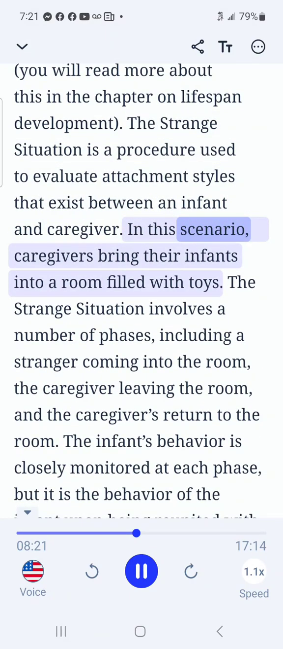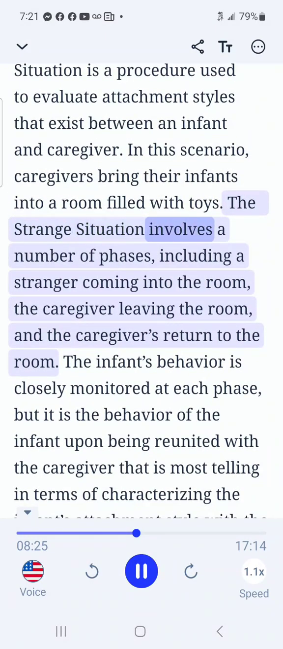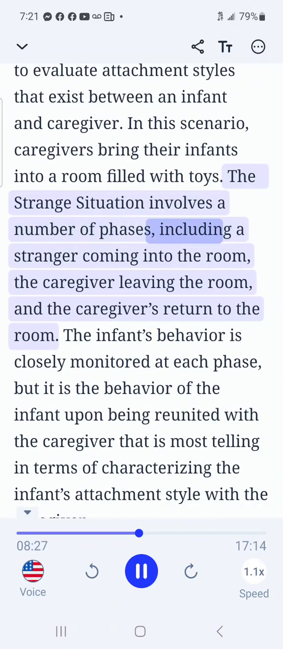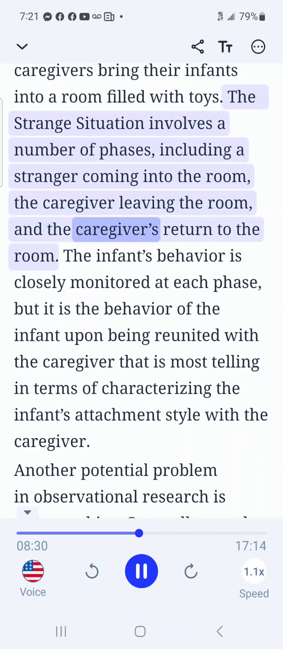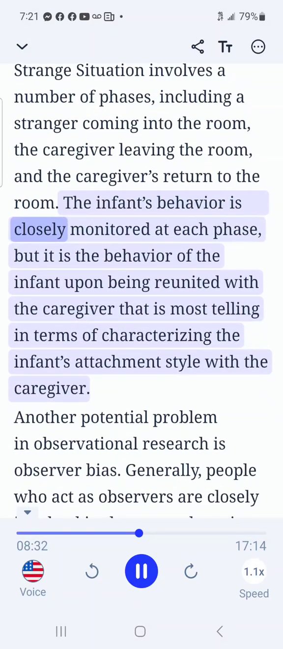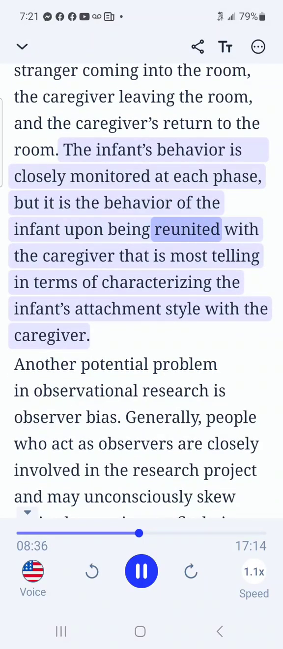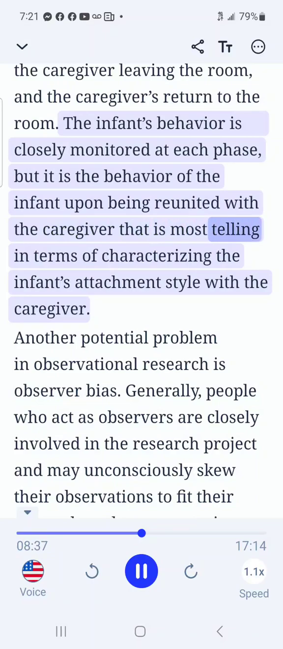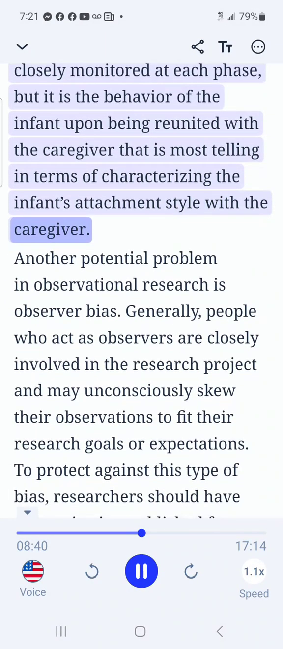In this scenario, caregivers bring their infants into a room filled with toys. The strange situation involves a number of phases, including a stranger coming into the room, the caregiver leaving the room, and the caregiver's return to the room. The infant's behavior is closely monitored at each phase, but it is the behavior of the infant upon being reunited with the caregiver that is most telling in terms of characterizing the infant's attachment style with the caregiver.